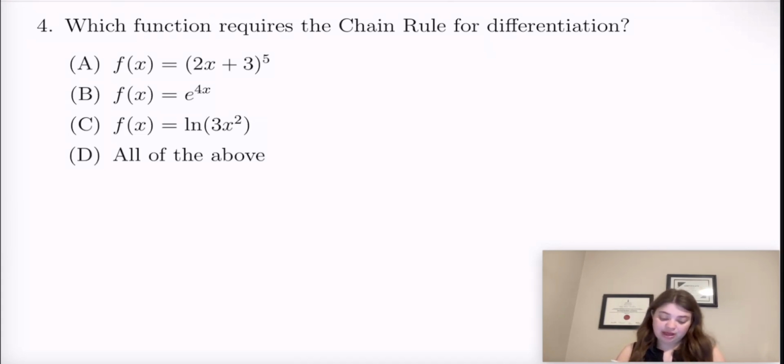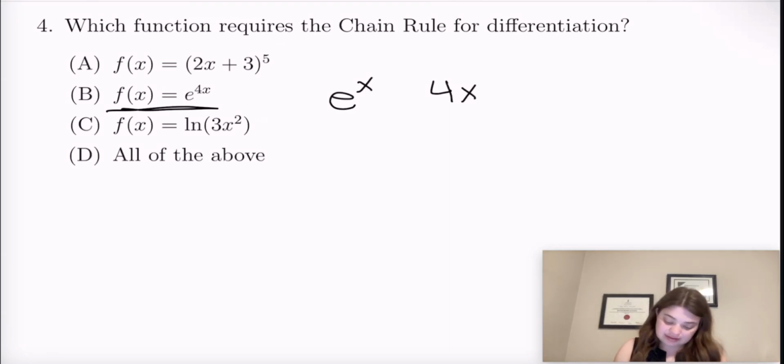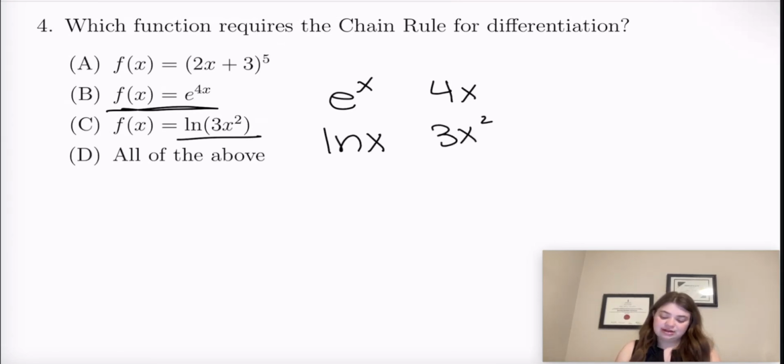The next one, we absolutely do 100% need the chain rule for as well, because again, it's a composite function, right? We have e to the power x as our outside function, and then 4x is our inside function, so we do have two separate functions. So if we failed to use the chain rule, we would end up with the wrong answer. And then same here, right? We have ln x as our outside function, and then we have 3x squared as the inside function. So once again, we have that composite function.